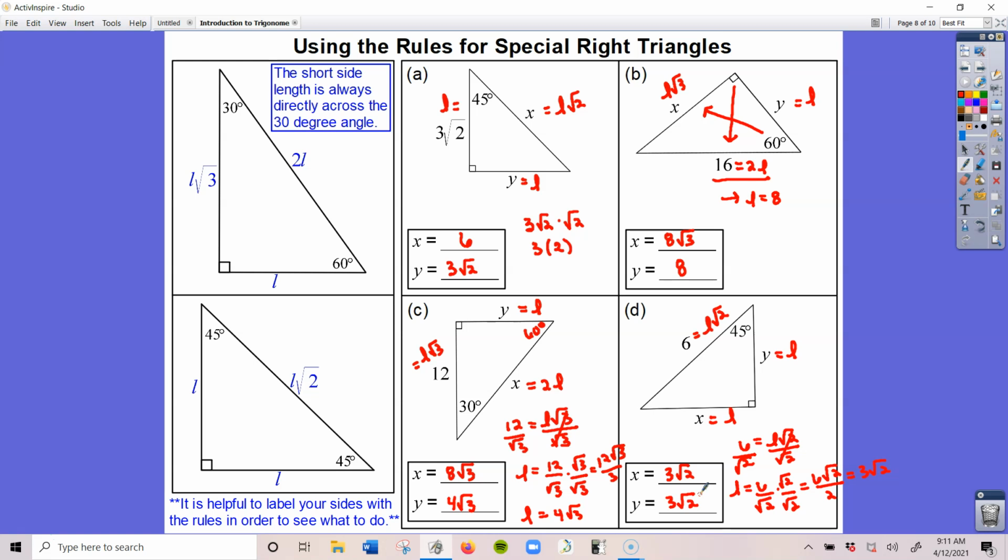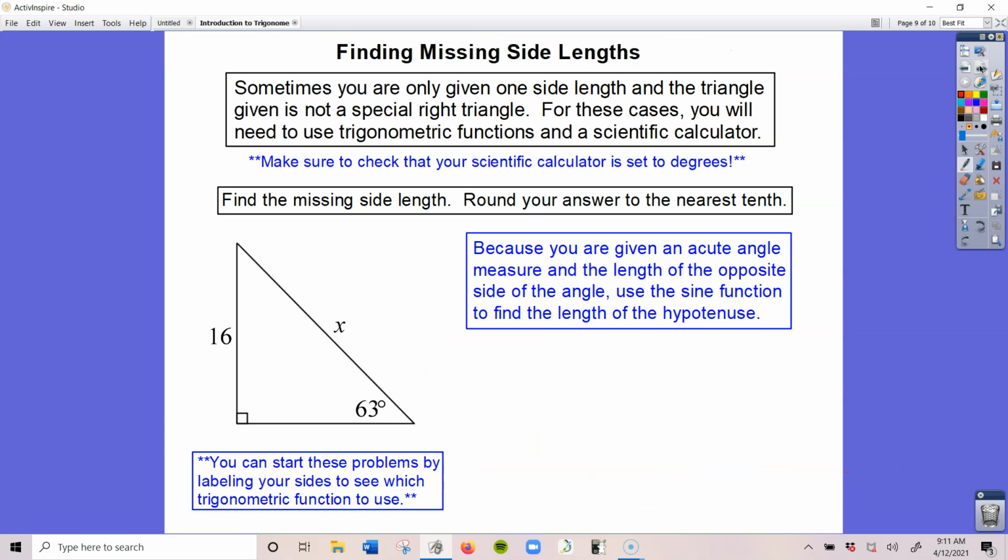Now the last thing that we're going to do, going back to trigonometry, so let me just reiterate. We use special right triangles if we are only given one side and the triangle has the angles either 30, 60, 90 or 45, 45, 90. And then we're going to now find the missing side length using trigonometry. That means that it is not a special right triangle and we're also just given only one side.